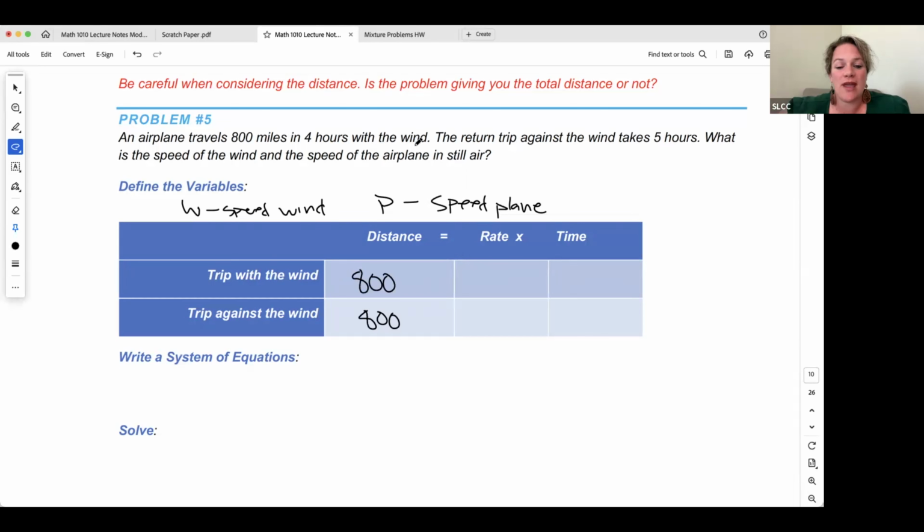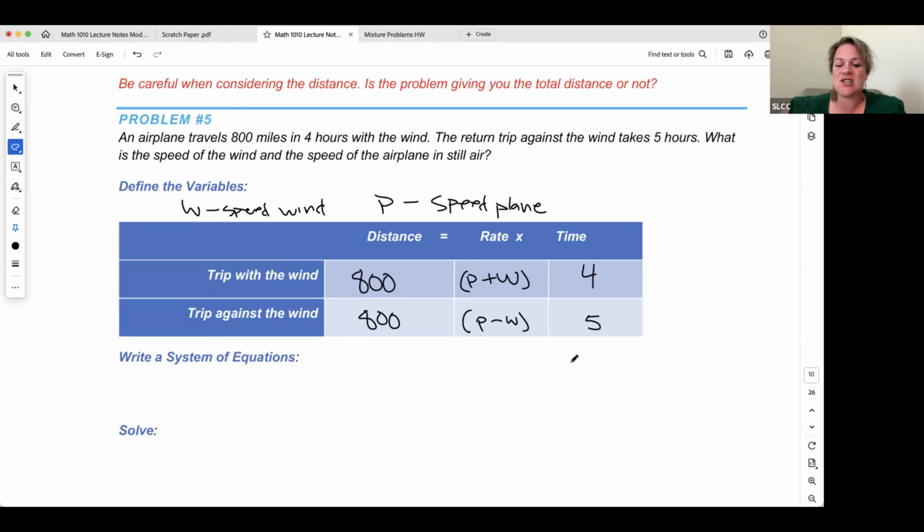Now, with the wind, you're adding on the wind. So you have the speed of the plane plus the wind. That's your rate. It takes 4 hours with the wind, so the time is 4. The return trip against the wind takes 5 hours, so the speed of the plane minus the wind. The wind is pushing against it, so it takes longer. That makes sense. It would take 5 hours because the wind is pushing against us, but when the wind is helping us and pushing us towards our destination, it only takes 4.